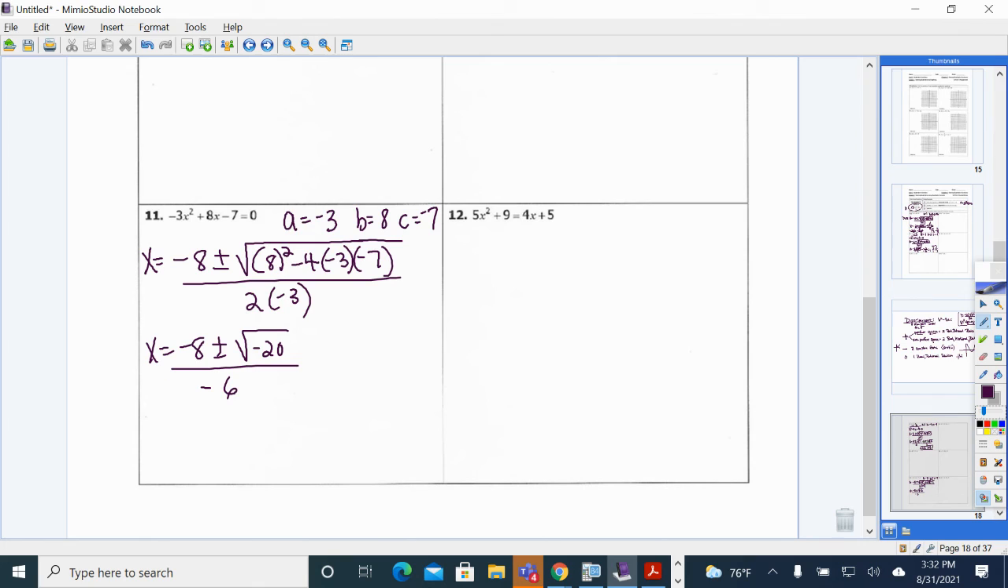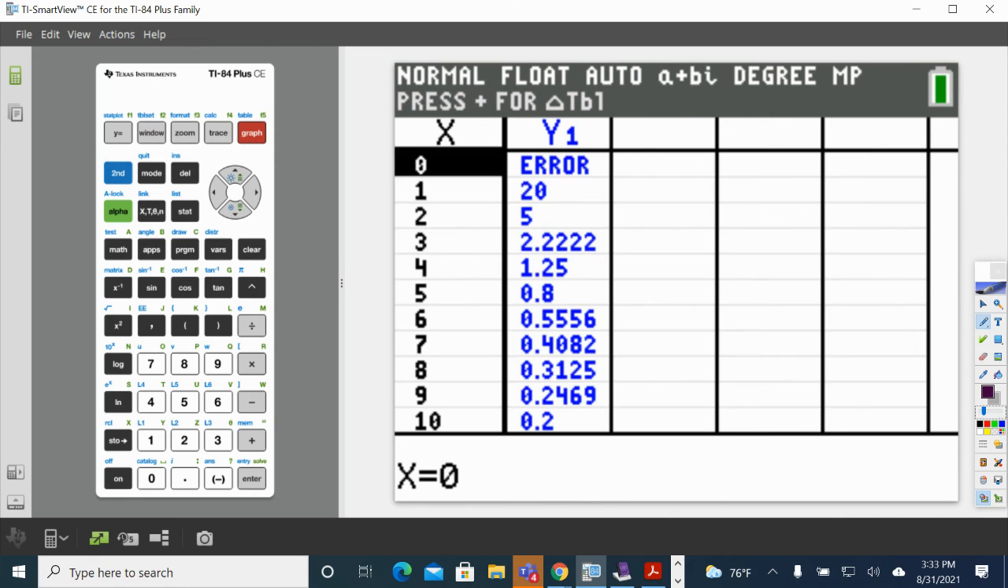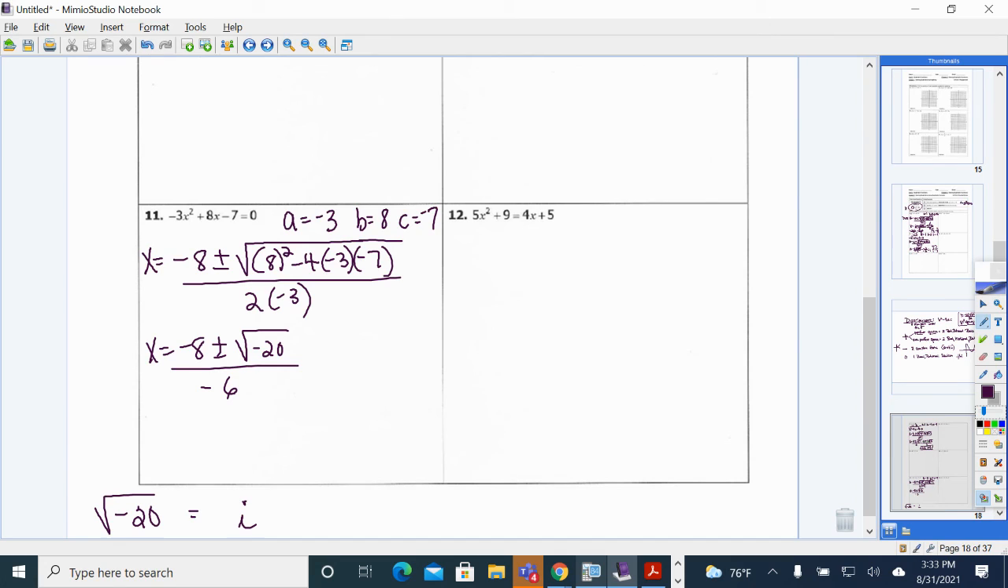I'm going to go down here to the bottom. How do I simplify the square root of negative 20? Think back to chapter 4. The negative underneath gives me an i on the outside. We need to simplify that square root of 20. It's going to be 2 times the square root of 5. So 2i times the square root of 5. That's what the square root of negative 20 reduces to. So x equals negative 8 plus or minus 2i times the square root of 5 all over negative 6.